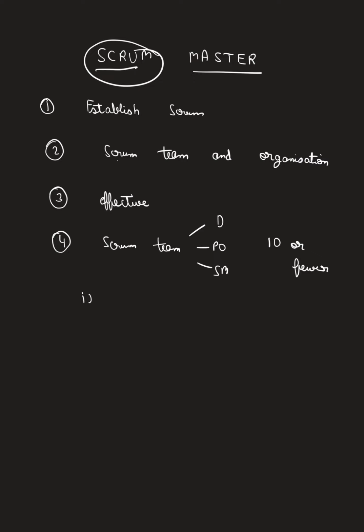He helps them by coaching them on how they can do self-management. Self-management means doing their work on their own without any external help. Second, the Scrum Master also helps team members in becoming cross-functional, so as a whole they are able to create value, right?